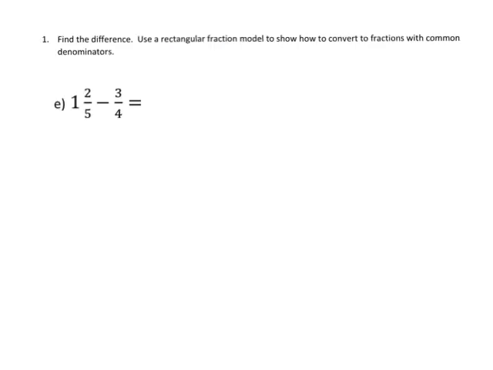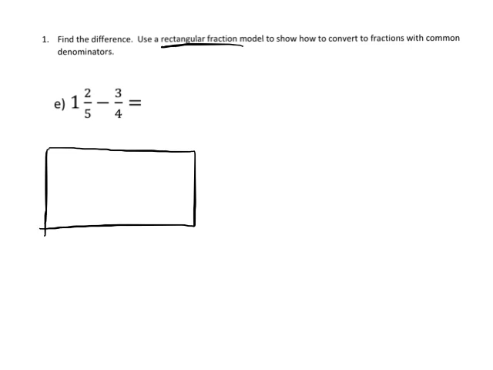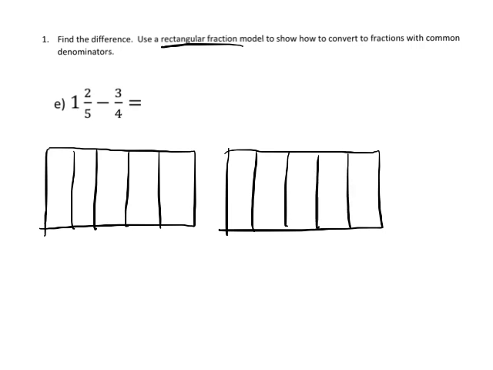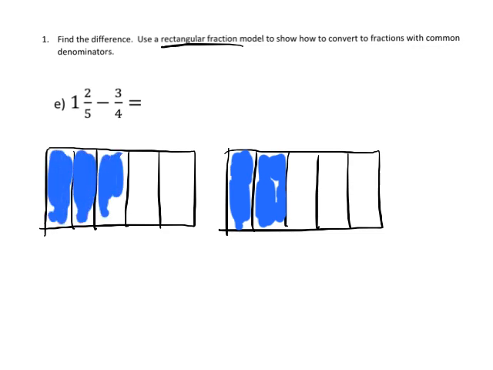So on this problem, same idea. We're going to use a rectangular model, and the first thing we're going to do is we're going to draw 1 2/5. And there's our 1 whole and 2/5. So I'm going to cut everything into fifths. And now we're going to shade it in. So 2/5 is right here. 1, 2. And then this whole, we're going to shade in this whole thing.